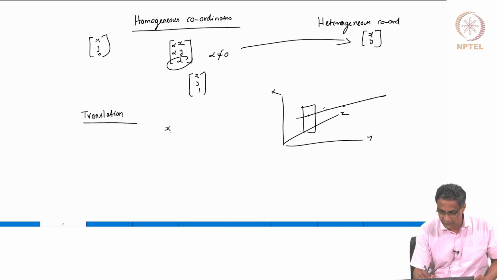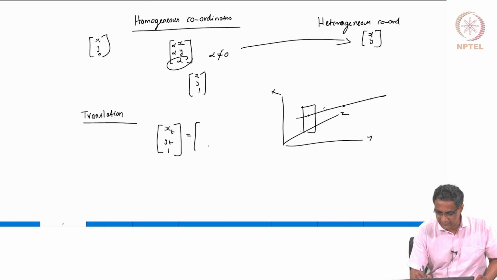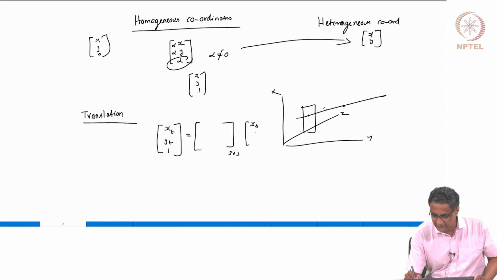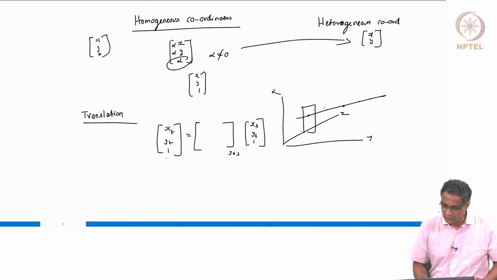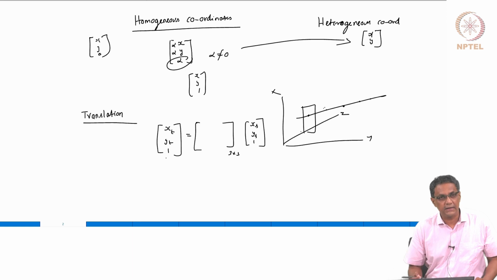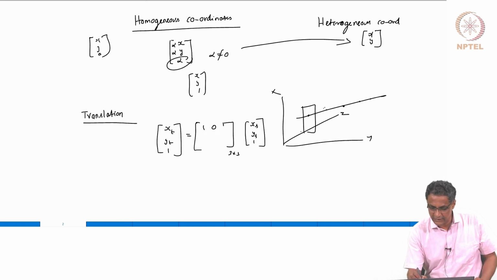Now instead of that, I am going to write this as x t, y t, extended by a dimension of 1, equal to a 3 cross 3 matrix times my source x s, y s, 1. In this case I know that the last coordinate is 1; in general it need not be. So how would you fill up this matrix to represent a translation? It will be 1 0 t x, 0 1 t y, 0 0 1.